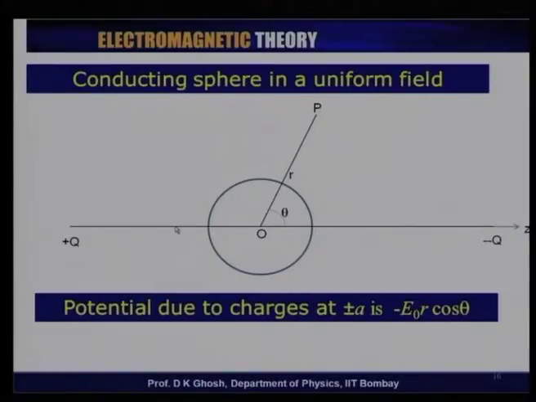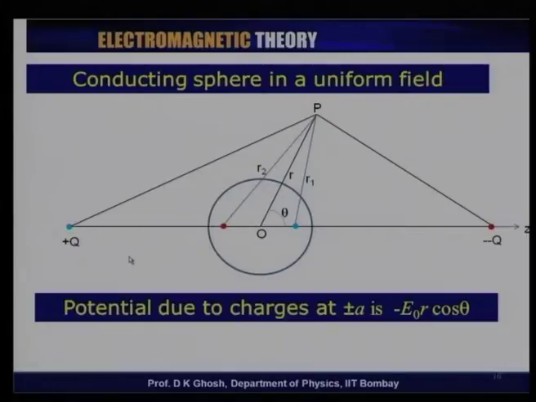So, I am interested in calculating the potential at an arbitrary point P, which is given by r, theta. I have this charge minus q, which is at this distance, and this is the point for the corresponding image charge, and this is the charge plus q and its image, which is being shown there now.